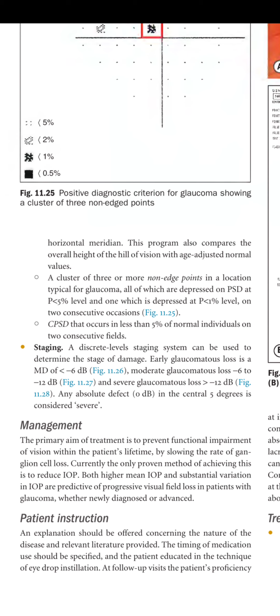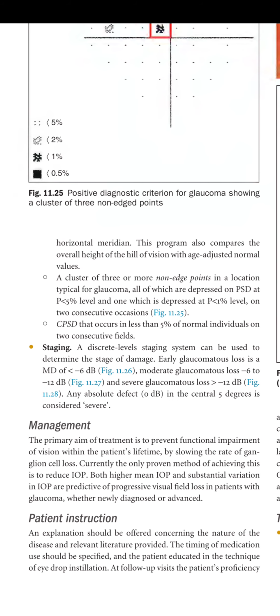Both higher mean IOPs and substantial variation of IOP are predictive of progressive visual field loss in a patient with glaucoma, whether newly diagnosed or advanced. So mostly what you can do is to treat the IOP. An explanation should be offered concerning the nature of the disease and relevant literature provided. The timing of the medication should be specified, and the patient educated in the technique of eye drop instillation.